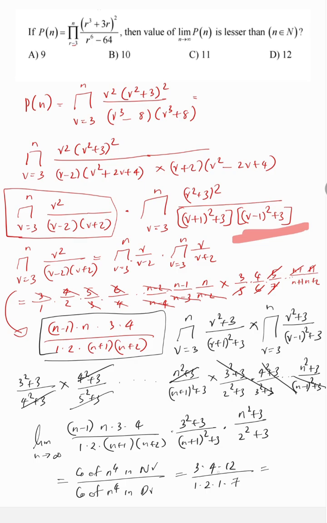So what is this? 4 into 3 is 12, 12 into 12 is 144, by 7 into 2 is 14. So if I cancel by 2, I will get 72 by 7, which is 10 point something, 10.2 something. Okay, so what is the multiple correct question? They are asking limit n tends to infinity of P of n is lesser than, so option C and D. So that is the final answer.